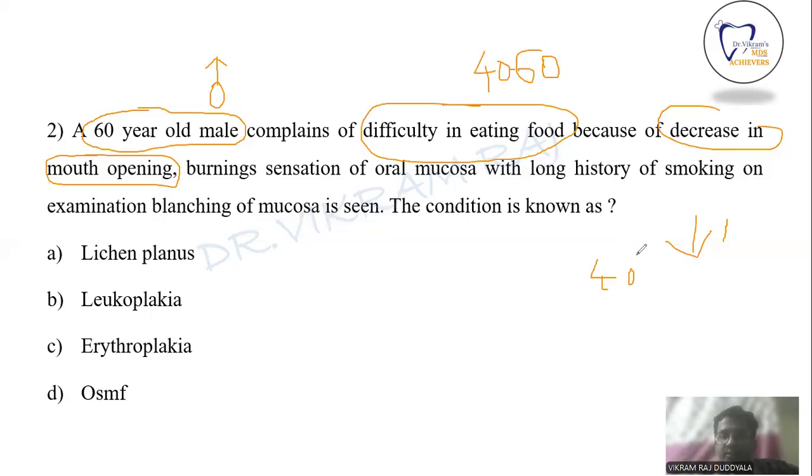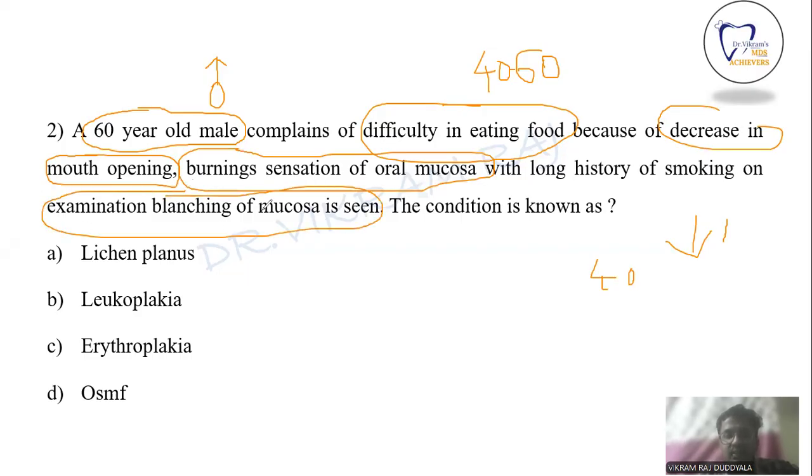3 digits, class 2. 2 digits, class 3, and 1 digit, class 4, a severe condition. Thereafter, burning sensation is seen in the oral mucosa. Why? Because of tobacco chewing, the oral tissues have been inflamed. On examination, you can see blanching of mucosa. So you can understand: one clue, two, three, fourth one, and this is a fifth one. So you're going to sort it out easily.